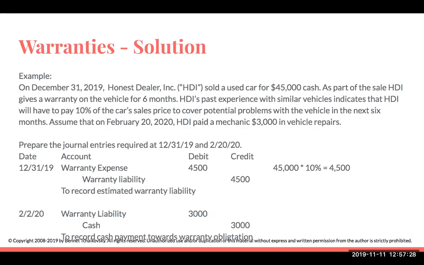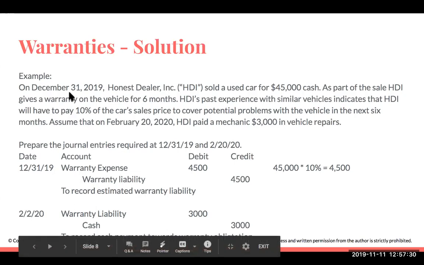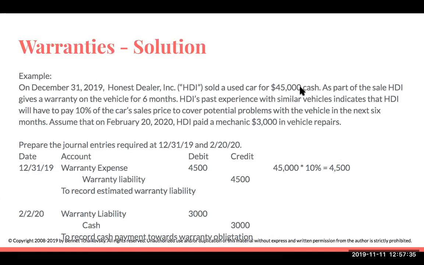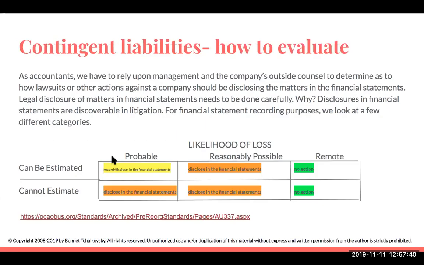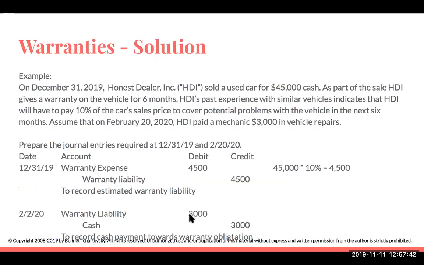So on December 31st, 2019, Honest Dealer Inc. sold a used car for $45,000 in cash. As part of the sale, we're giving a warranty. So how do we solve this? The first thing I'm going to do is record the warranty. I'm going to debit warranty expense for $4,500. How did I get that amount? It was a $45,000 sale price times 10%, to get to that $4,500. And I credit a warranty liability. Okay, so that's what I'm going to do when I sell the car.